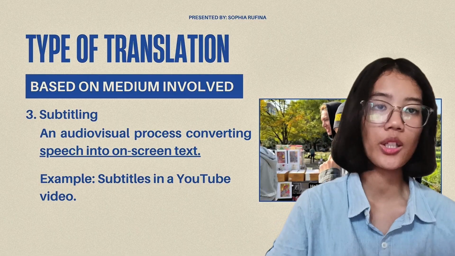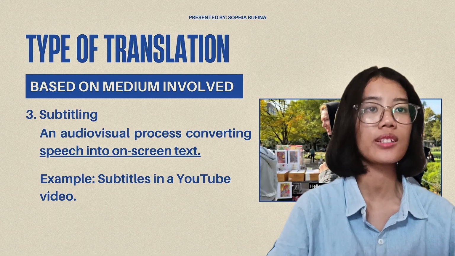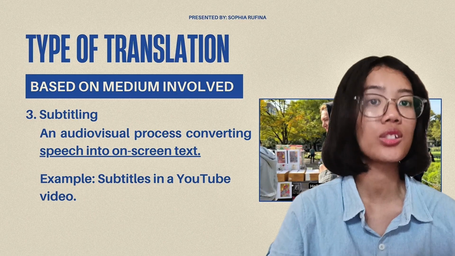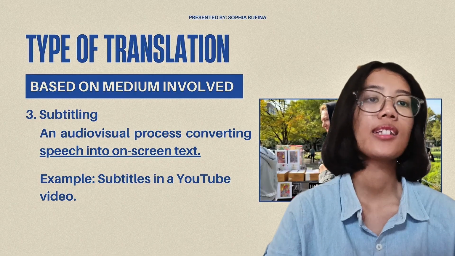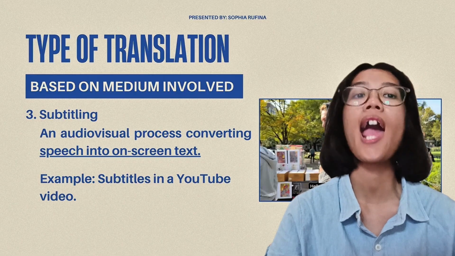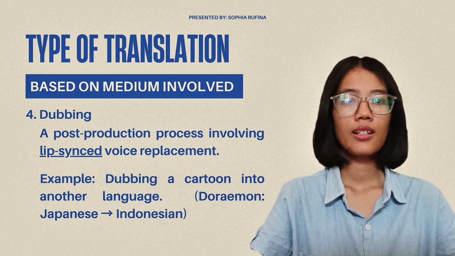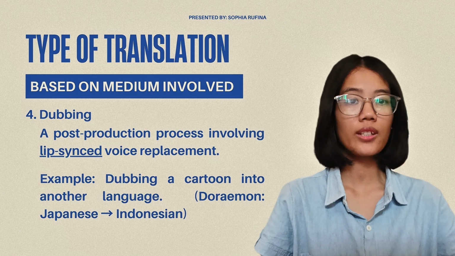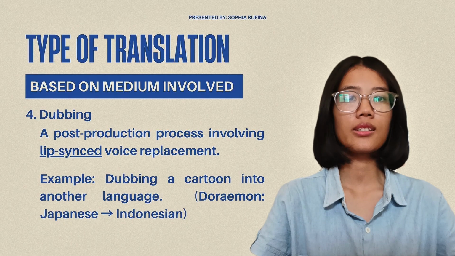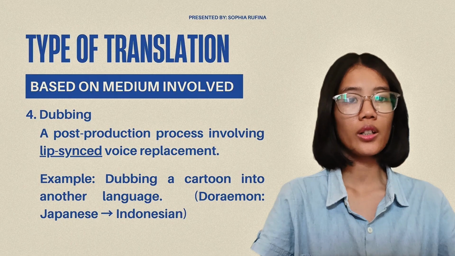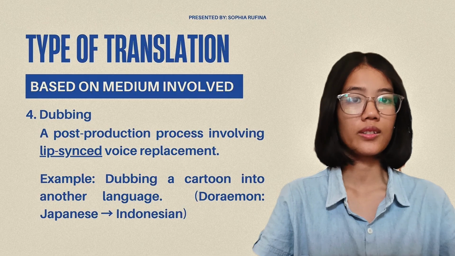Based on that video, we can see that subtitling allows us to read the translation at the bottom of the screen while still hearing the original audio. It is very common in movies and YouTube videos. Number 4 is dubbing. This is a post-production process involving lip-sync voice replacement. For example is dubbing a cartoon into another language, like Doraemon from Japanese into Indonesian.